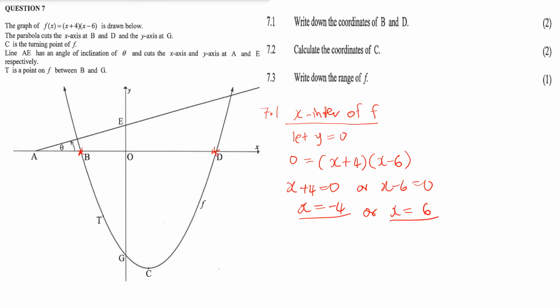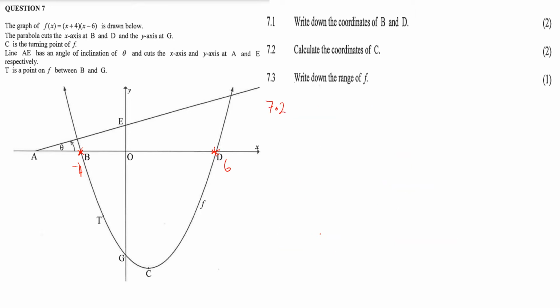Between B and D, which one is negative? B is the one that is negative, so it's going to be (-4; 0). And D is the one that is positive, so it's going to be (6; 0). Okay, 7.2, calculate the coordinates of C.